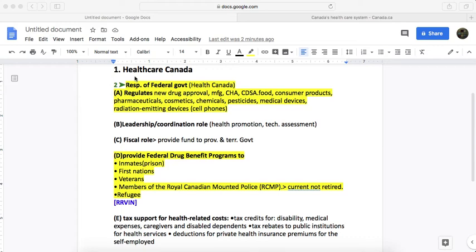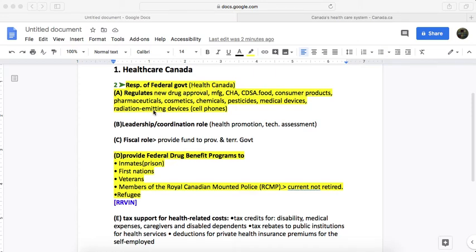In our first chapter, Healthcare Canada. The second point is responsibility of federal government. Federal government simply means Health Canada. Sometimes in exam they interchange this word. They ask what Health Canada does, they may ask what federal government does. So from an exam point of view, what I remember is federal government means Health Canada.